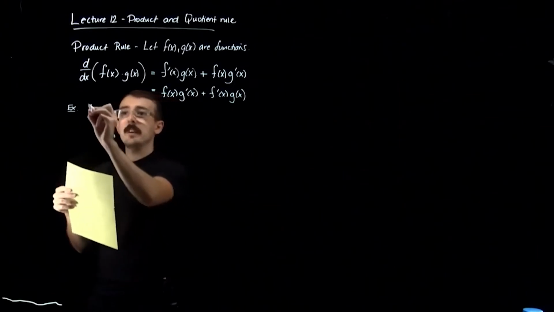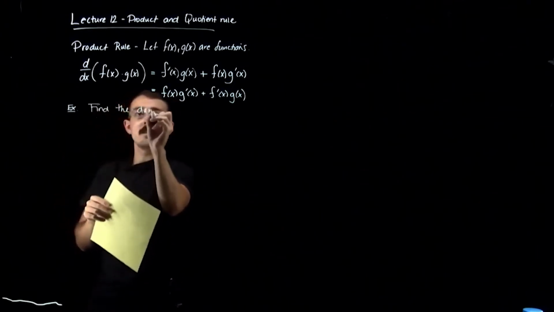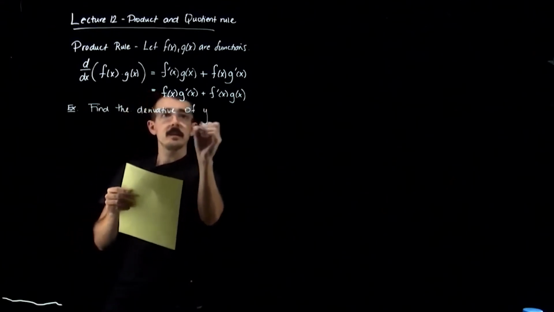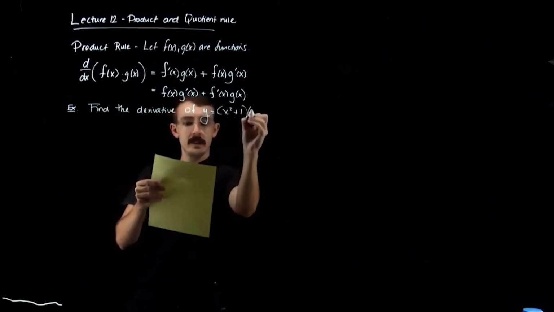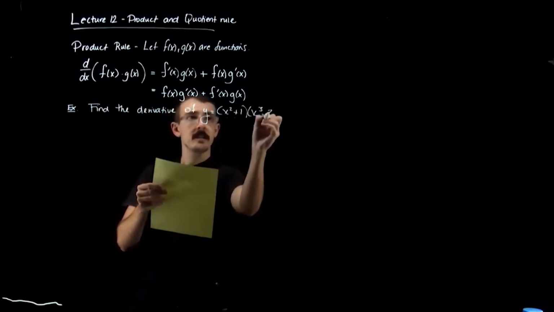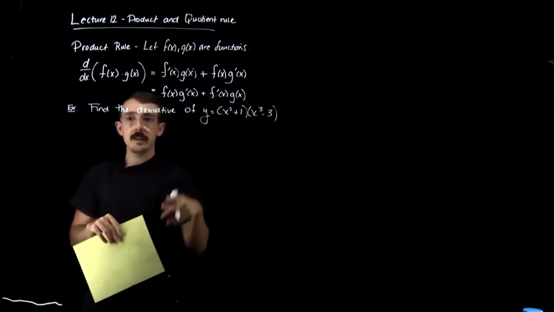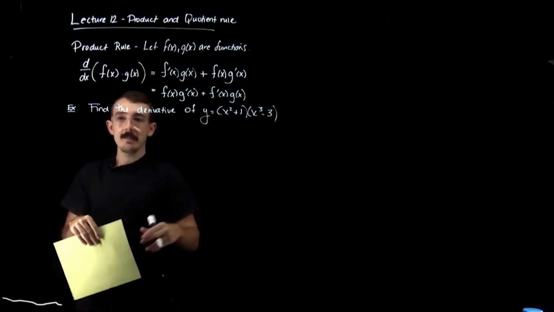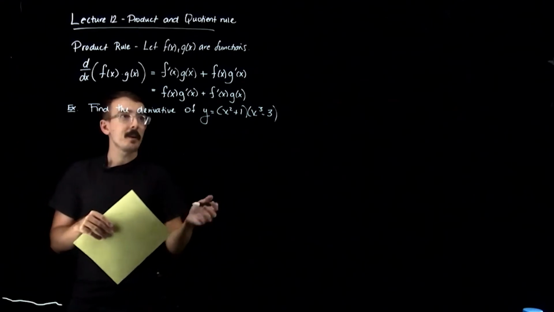We're going to find the derivative of y equals x squared plus 1 times x cubed minus 3. And if you feel pretty comfortable about what this rule says, you might want to pause the video, try this, and then skip to where I have the answer. So I'll let you do that if you want, but I'm going to keep going.